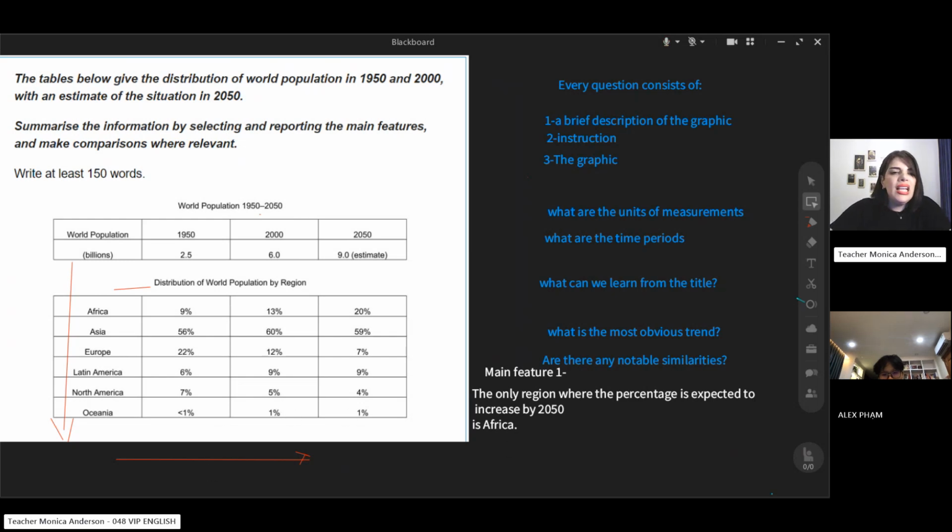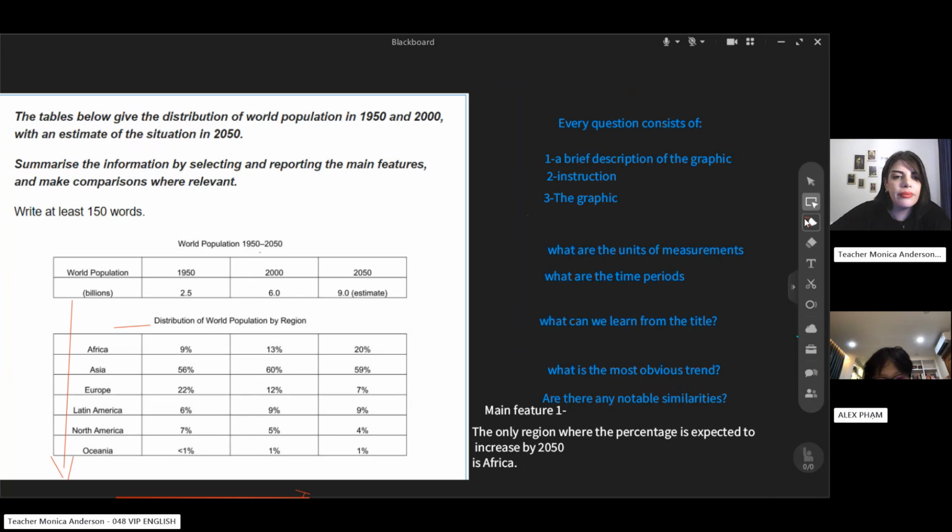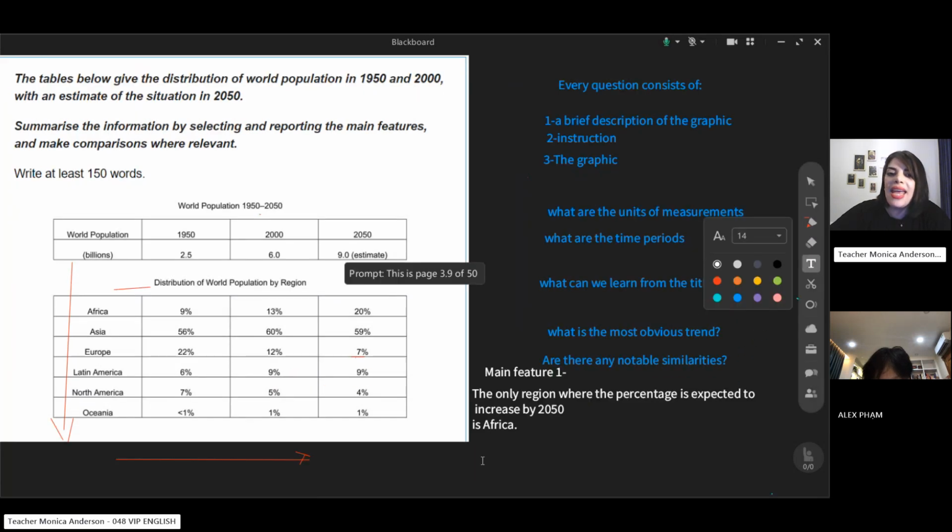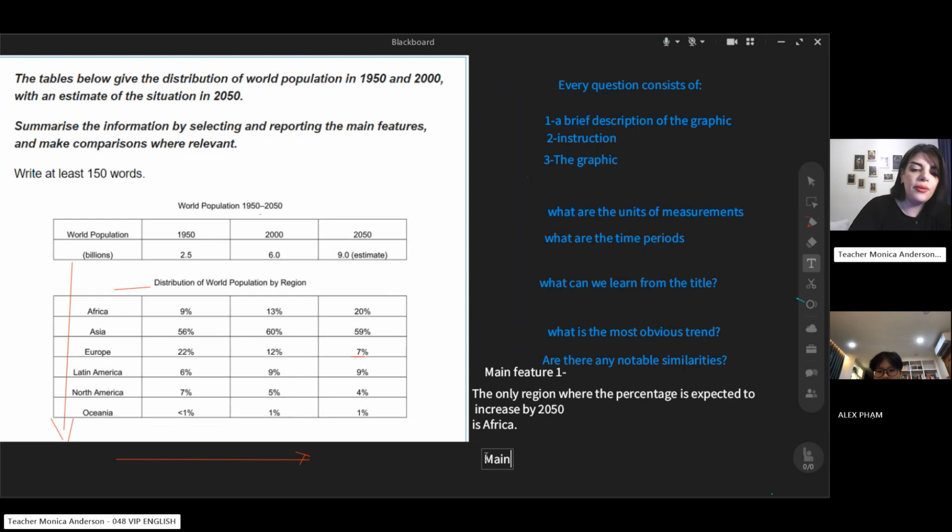Okay, let's have a look at the second one. Now we mentioned increase, so now it's time to talk about fall or decrease, if we have it. Tell me something that you can see, maybe the greatest drop or fall. Which one? I think it's Europe. Of course, you're right. So 20, 12 and 7%. So Europe, of course. So main feature 2.